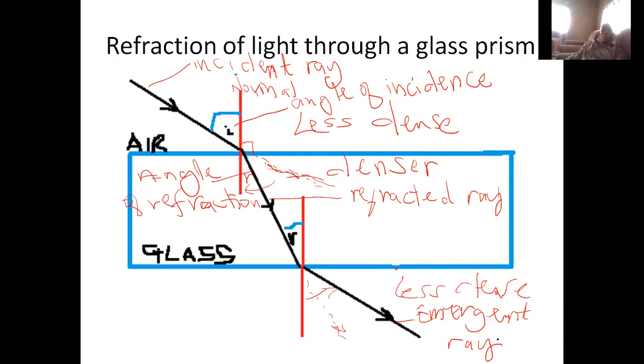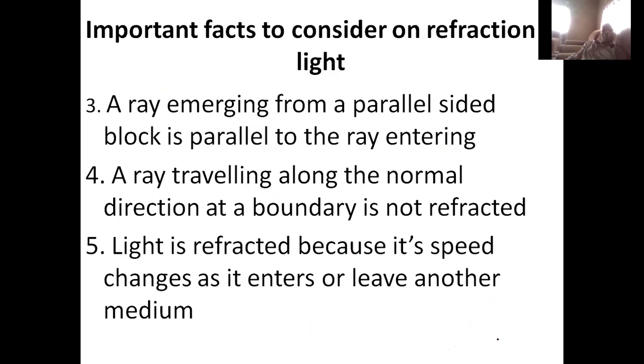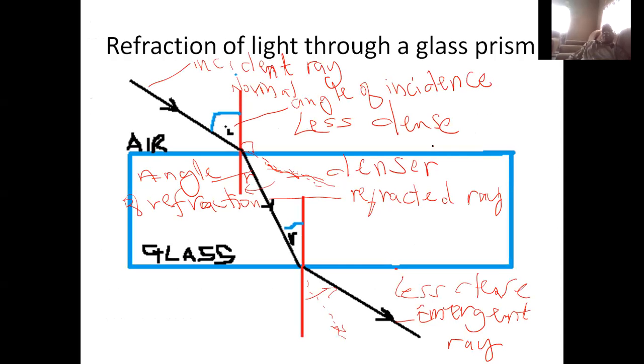The second part we consider is that a ray emerging from a parallel-sided block is parallel to the ray entering. So the one which is emerging will always be parallel to the one which is entering. This emerging ray will be parallel to the one entering. If you notice here, they are parallel.